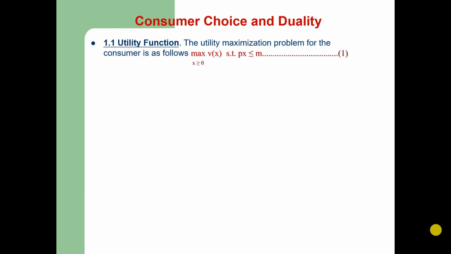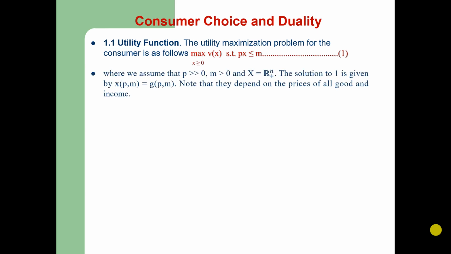Let me start with the utility function. The utility maximization problem for the consumer is as follows, and that is maximize utility function subject to the budget constraint, and that is in real sense an inequality, that the total expenditure on the consumption of various goods is either equal to or less than the consumer's fixed money income, and the condition is that the quantities to be consumed by the consumer are greater than or equal to 0.